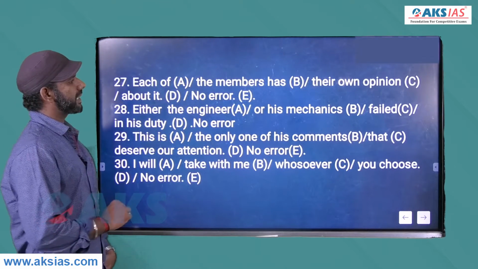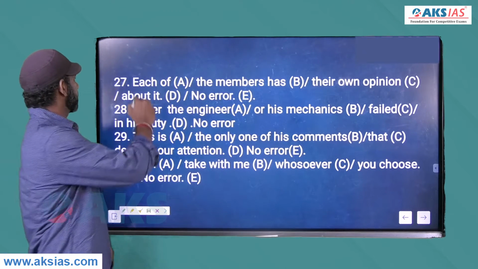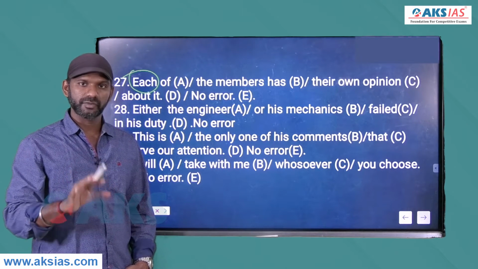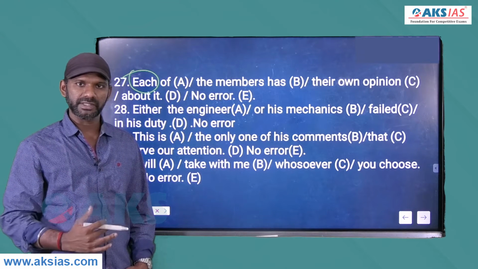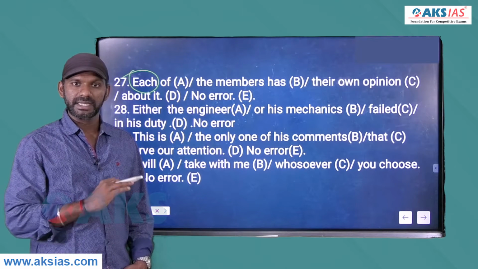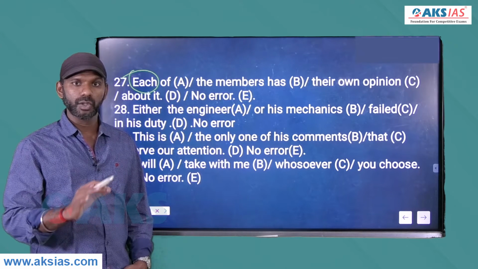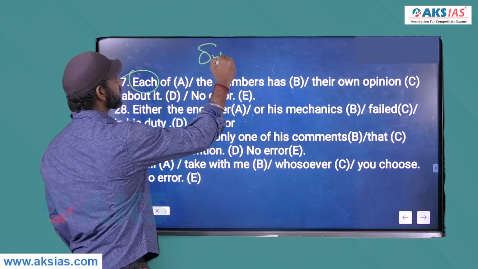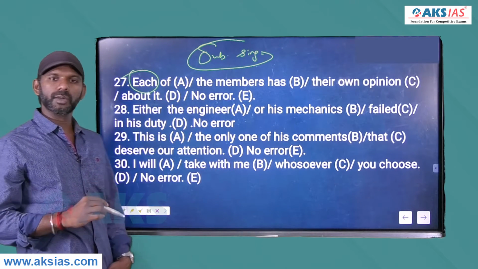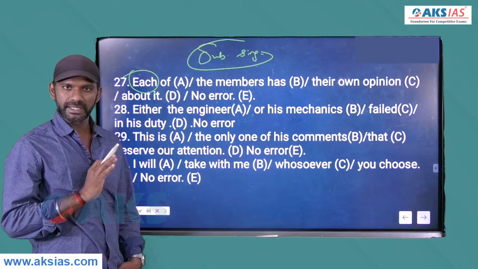Each of the members has their own opinion about it. Each of the members: each is an indefinite pronoun. I gave a list of indefinite pronouns while discussing subject-verb agreement. Each, everyone, everybody, everything, someone, somebody, something, anyone, anybody, anything, no one, nobody, nothing, none. All these are termed indefinite pronouns. Whenever you find an indefinite pronoun in a sentence, no other rule applies there. Conclude that the subject of the sentence is singular. That means the indefinite pronoun tells us that the subject is singular, and if the subject is singular, the verb and the pronoun must also be singular.